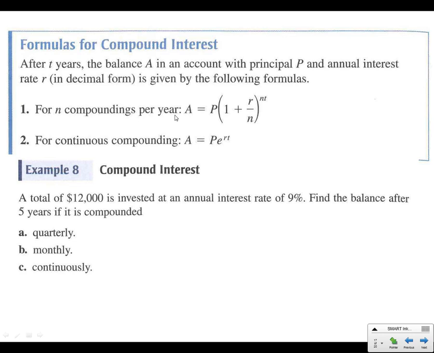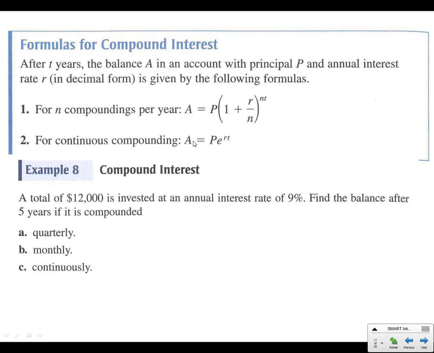Sometimes you're going to get interest at set points in the year. So the amount that you get at the end is based on the principal, the amount you give them to begin with, times 1 plus the interest rate. This is going to be in decimal, so 5% you're going to write 0.05, over n. N is how often you get interest, times nt. T is how many years you're going to be getting interest for.